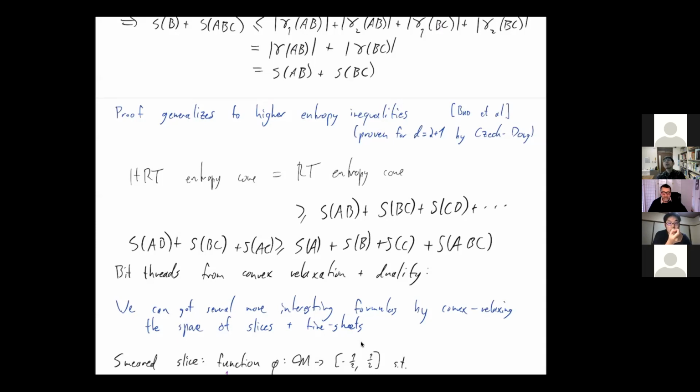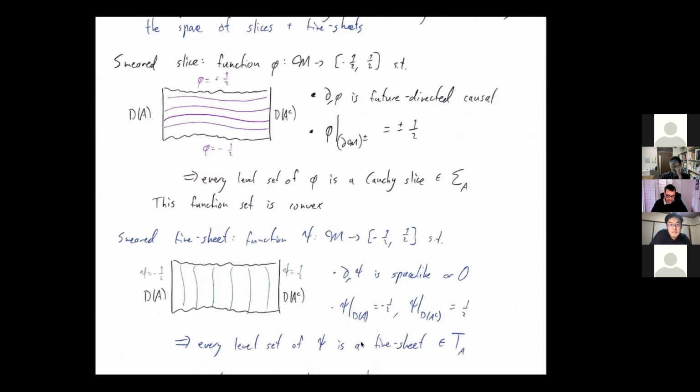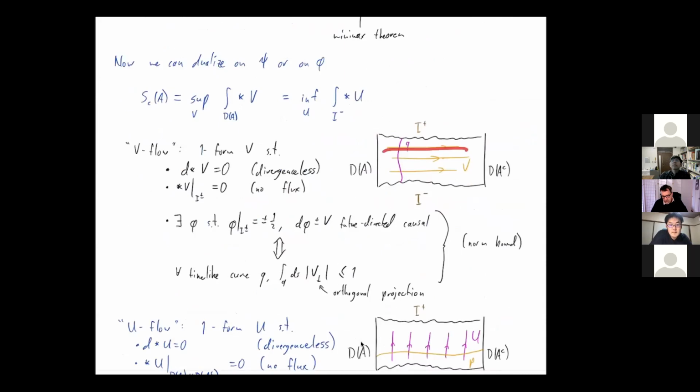One way to get to the covariant bit threads is if you start with maximin, and then on a slice, instead of looking for the minimal surface, you look for the max flow. Now that flow is confined to a slice, but then you can sum over slices. You can smear out the slice, and that gives you the V threads. So you can think of this as a bunch of flows, each of which is confined to some slice, and then you smear out the slice. Similarly, on a timesheet, you can put a time-like vector field, and then you can smear out over the timesheets, and that gives you the U flows.